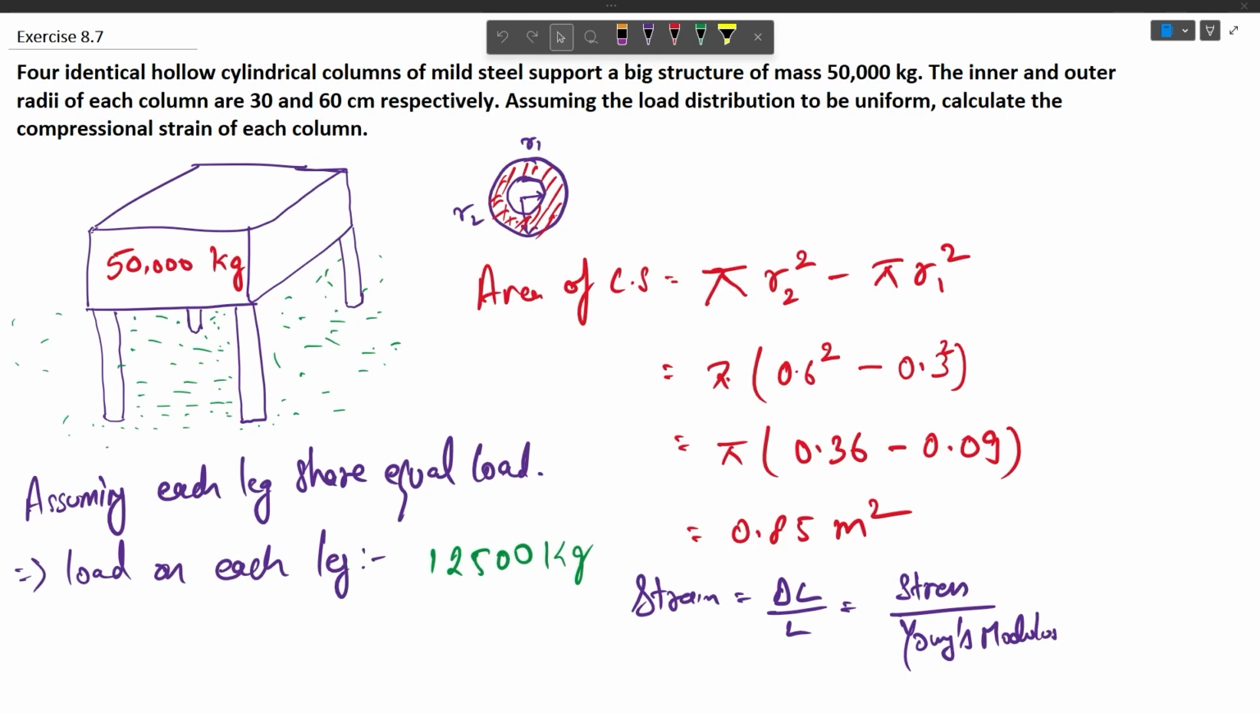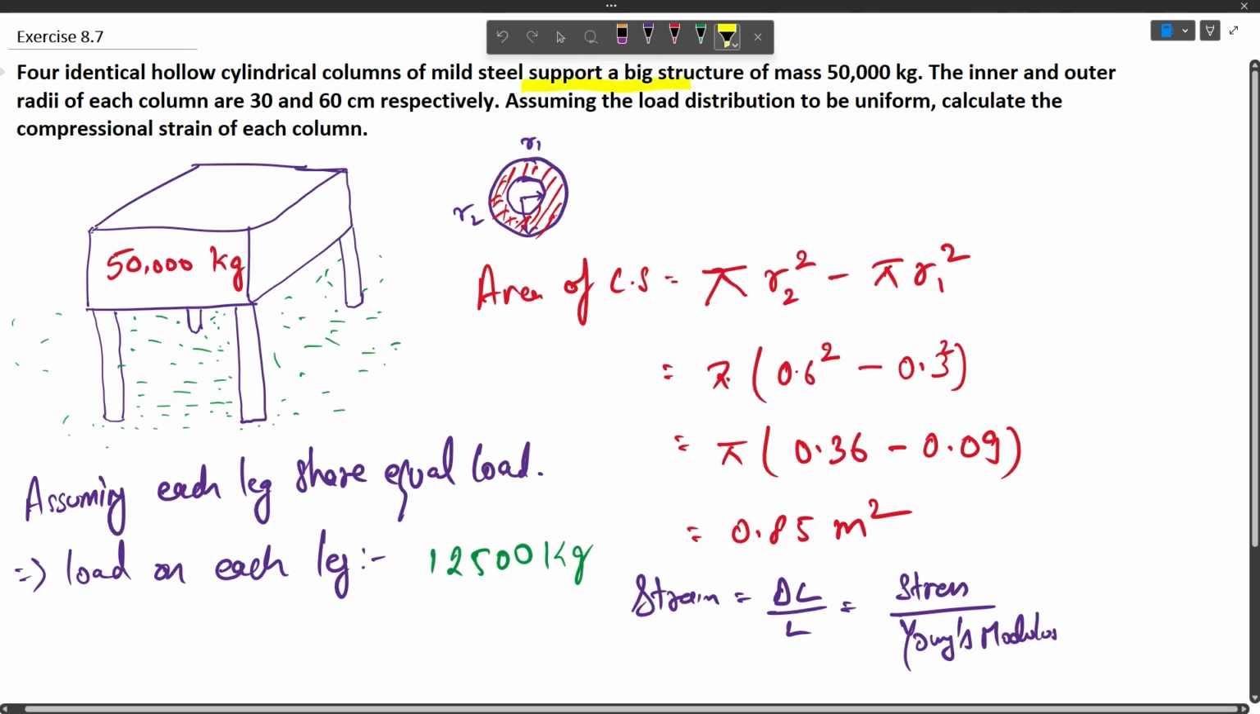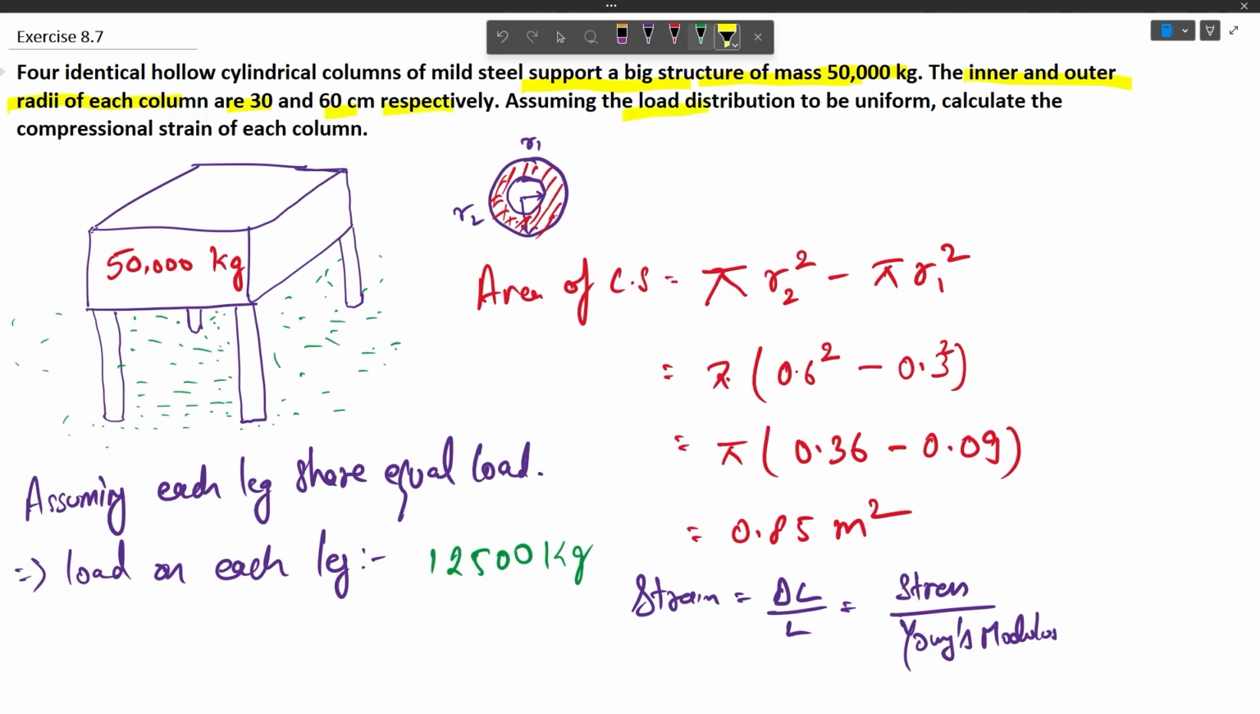The question says that 4 identical hollow cylindrical columns of mild steel support a big structure of mass 50,000 kilogram. The inner and outer radii of each column are 30 and 60 centimeter respectively. Assuming the load distribution to be uniform, calculate the compression strain of each column.